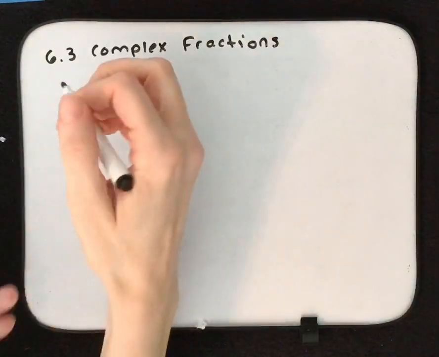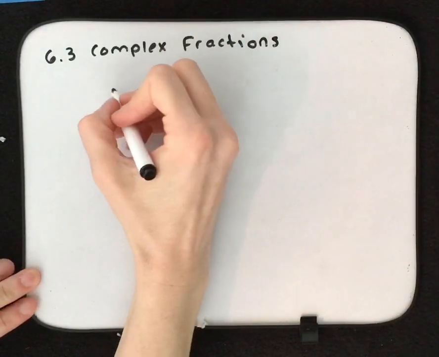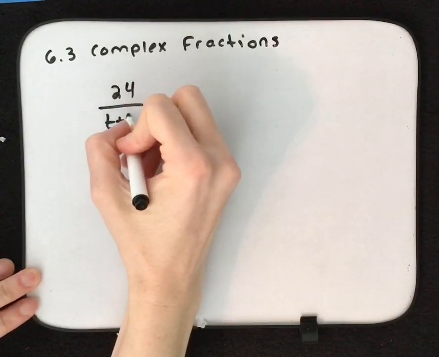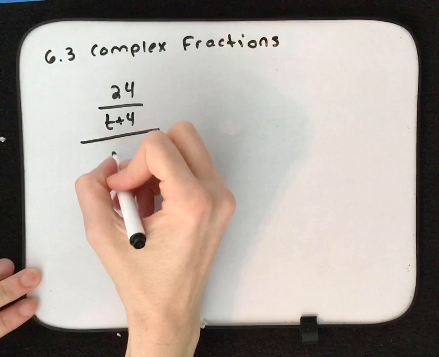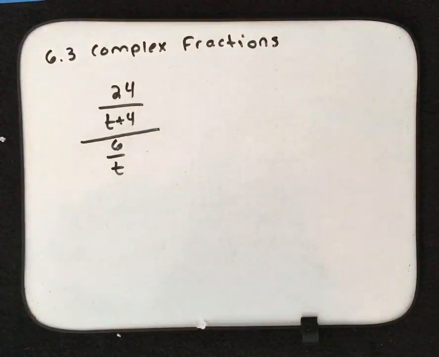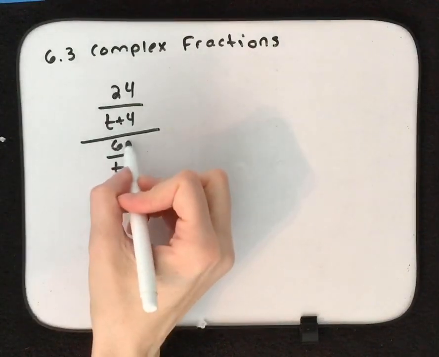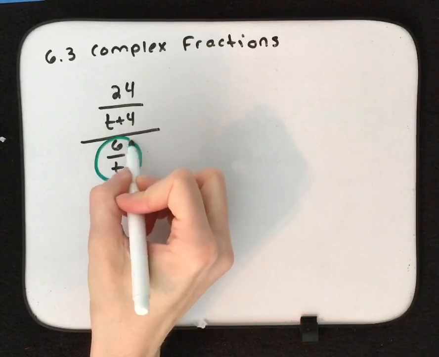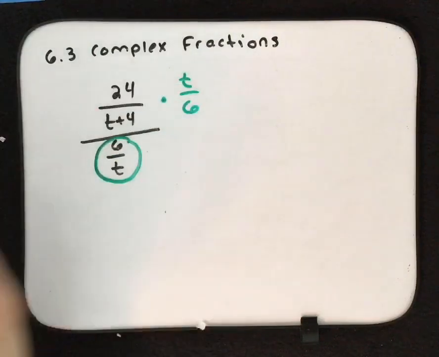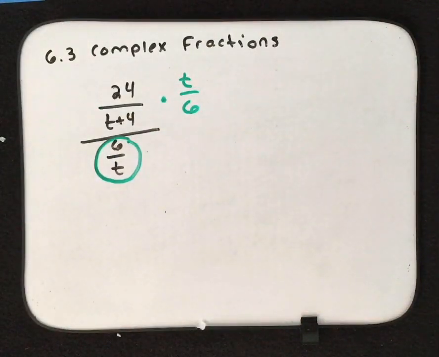Complex fractions. A complex fraction looks like a fraction in the numerator and a fraction in the denominator. So remember when we were looking at multiplying and dividing expressions, we said you take the one that you are dividing by and you flip and multiply. So when you have complex fractions, that's the same thing that you do in this case.